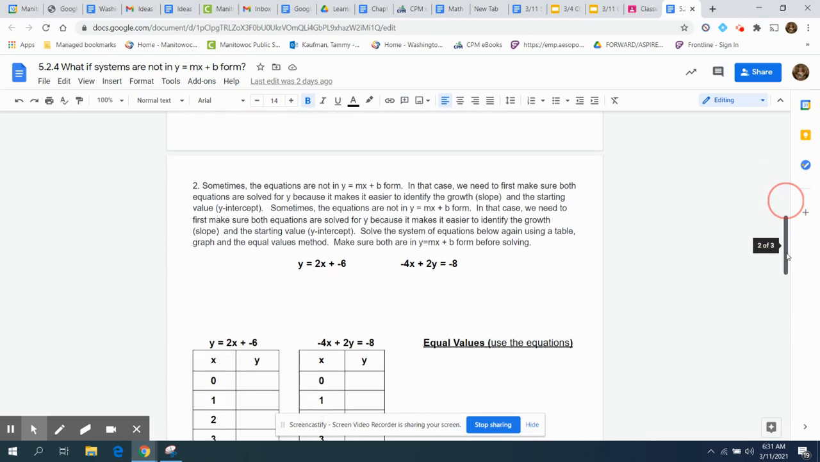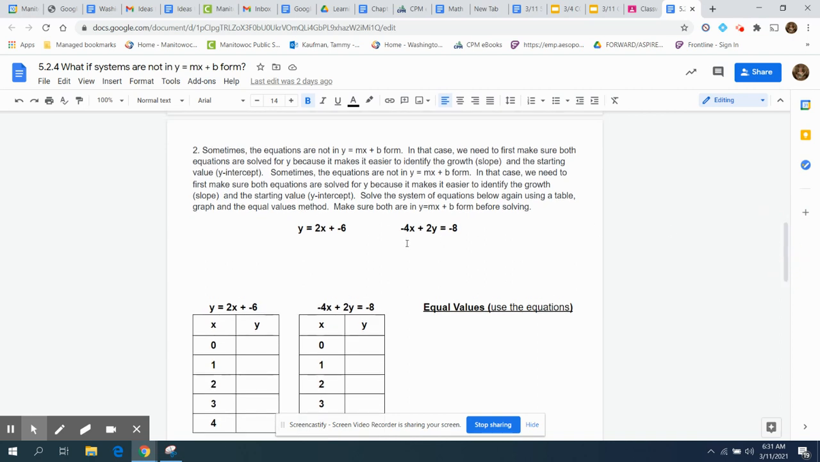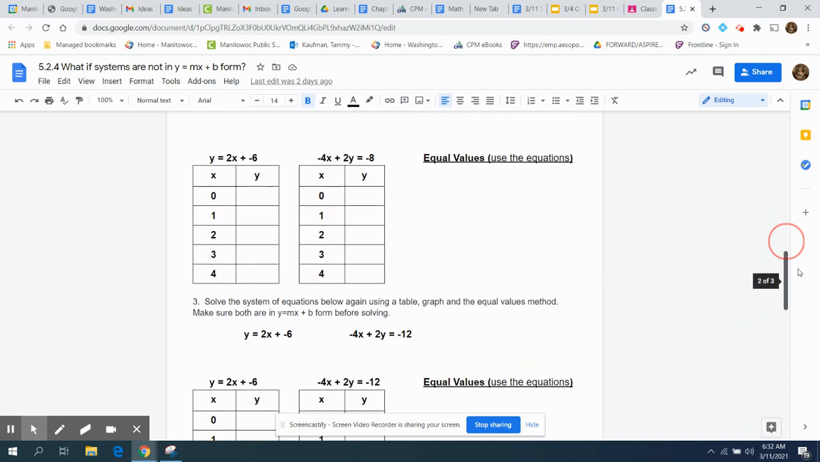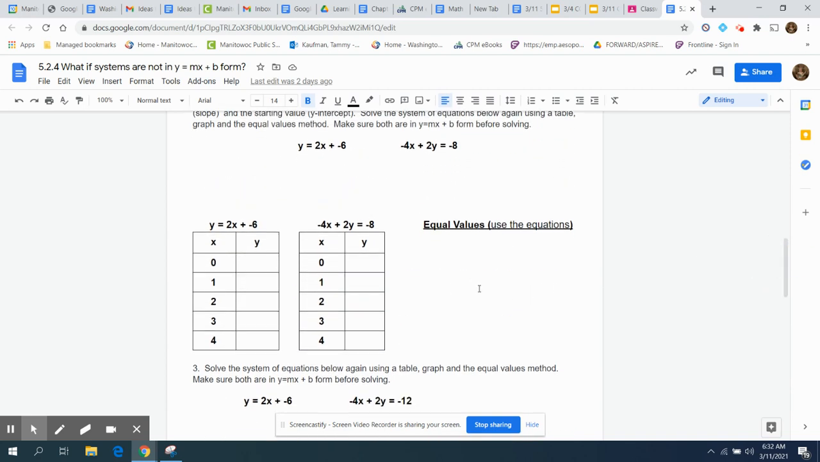And then, for the second one, sometimes they're not in the y equals mx plus b form. So the first thing you need to do is adjust this second equation by adding 4x to both sides and then divide by 2. Once it's in slope-intercept form, it's much easier to graph and find the point of intersection. And then, again, graph that on Desmos.